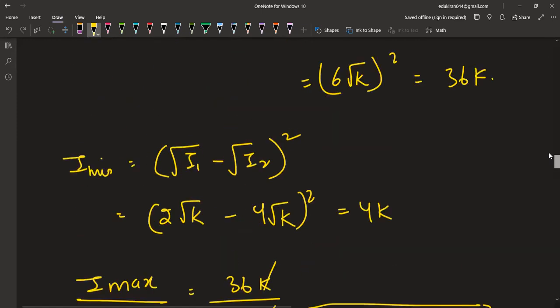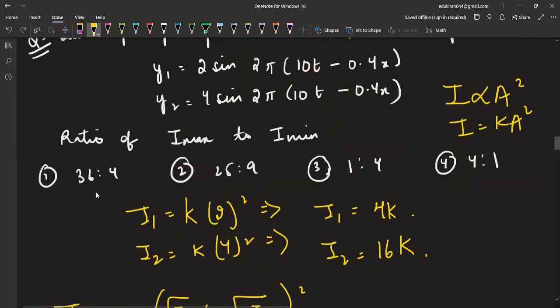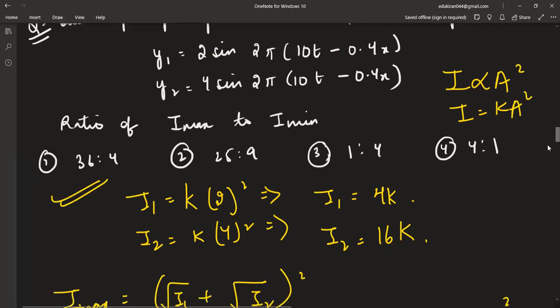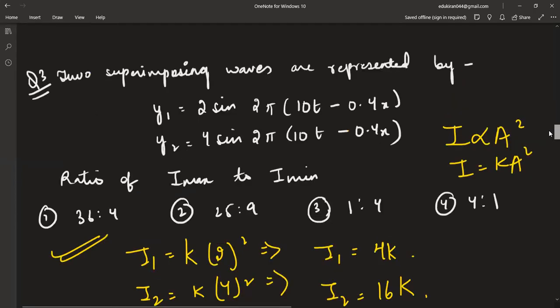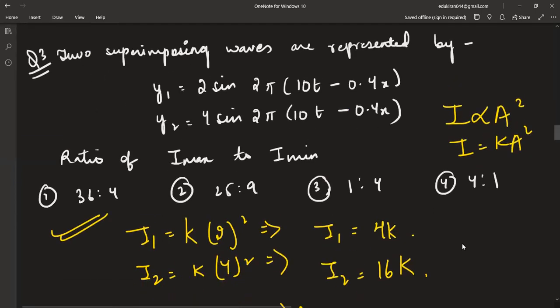See here, if we reduce this, it will be wrong, because there is no other option such as 9 is to 1, right? So first option. Note down this question and the solution. Any doubts if you have, let me know. This question is clear to you? Just use the equation I is equal to Ka square, because intensity is directly proportional to the square of amplitude.